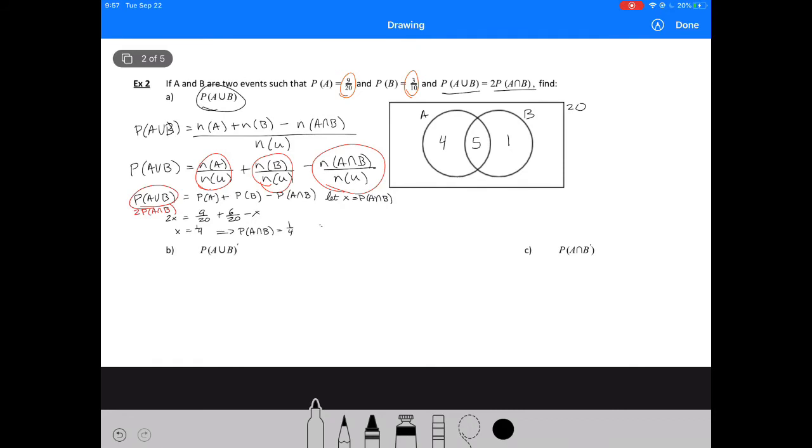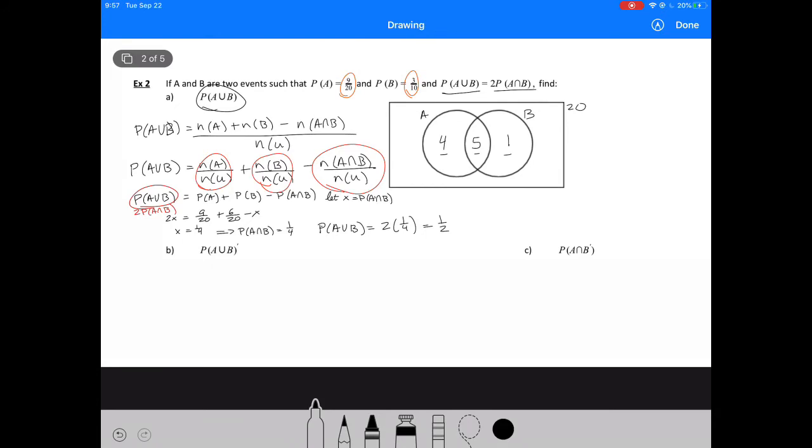Now that I've done my Venn diagram, I'm really looking for the probability of A or B, which is going to be 2 times 1/4, which is going to be equal to 1/2. Which, if you look at the Venn diagram, you do get 1/2 when you add up the 3 parts of the Venn diagram. 4 plus 5 plus 1 is 10 out of 20, which is 1/2.